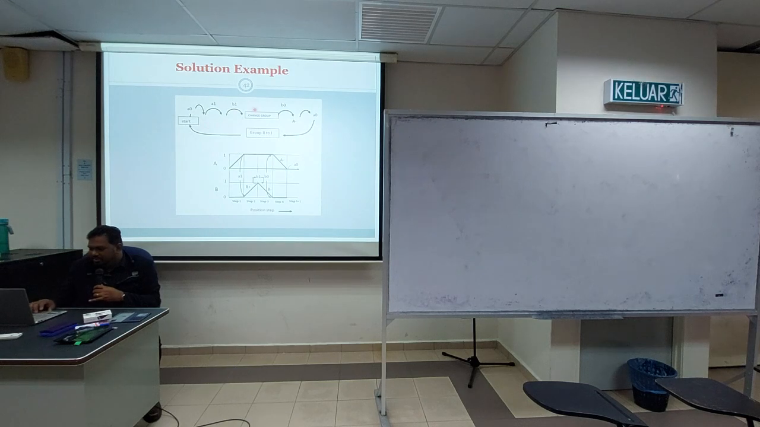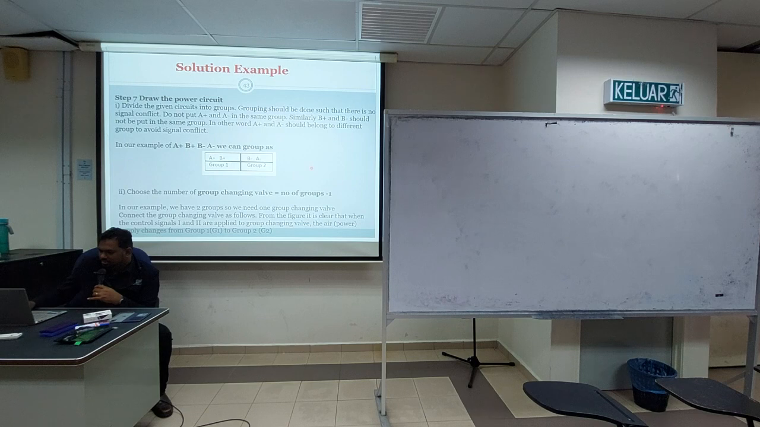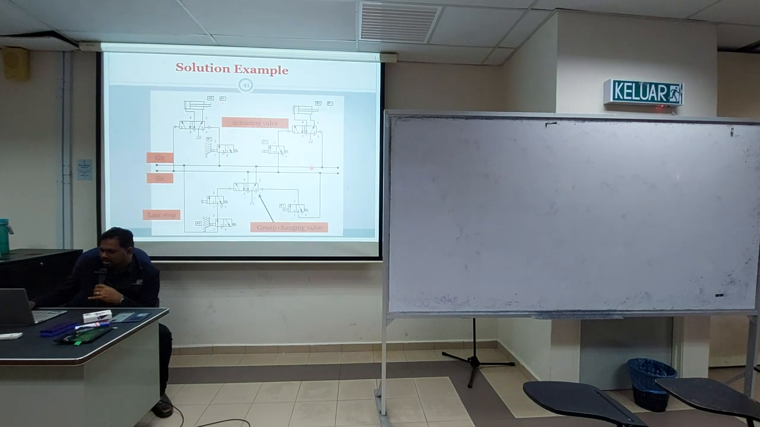In between you will have a group changing valve that will change the group. It will select which line to use. At the end your circuit will look like this. This is the output of the circuit. The rest is the same, but in between you will have 2 lines, and this is a group changing valve. It will decide which line to use.